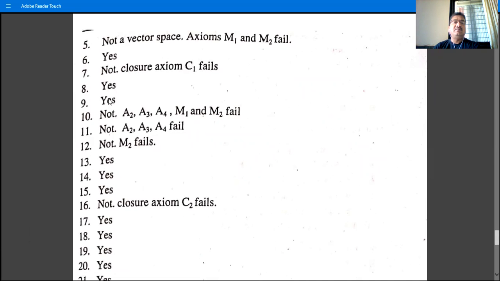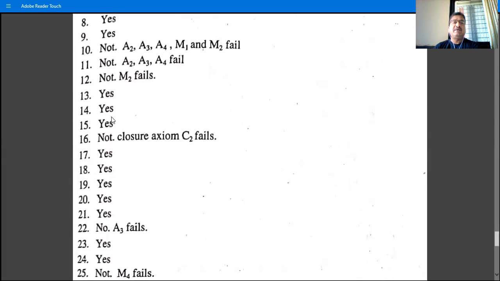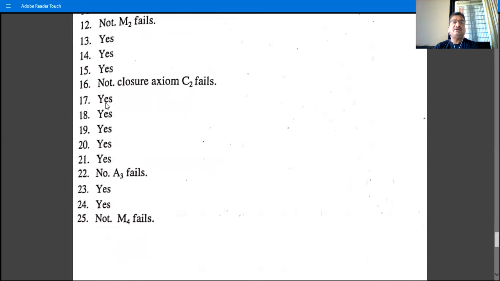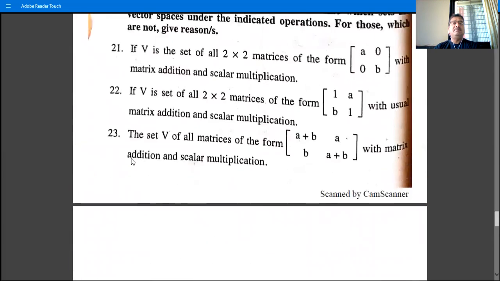Numbers 8 and 9 are vector spaces. Similarly, 10 is not a vector space, 11 is not a vector space, 12 is not a vector space, 13, 14, 15 are yes answers, which means they are vector spaces. 16 is not a vector space. We have to give the counter example for C2. Similarly, examples 17, 18, 19, 20, 21, 22, 23, 24, 25. So answers are given. Here is the problem.